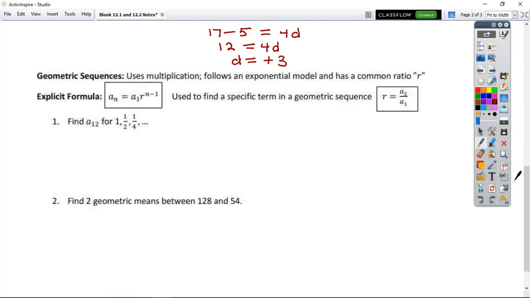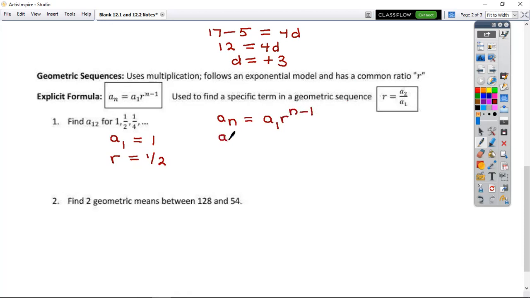So number 1, I want to find a sub 12. So I'm going to write a formula here instead. So I'm given that a sub 1 is equal to 1. And then what is my R value here? What am I multiplying by? I think you can tell. Yeah, good, just 1/2. Again, that one's kind of nice and easy. So now I'm going to do my explicit formula for a geometric sequence, which looks like this instead.